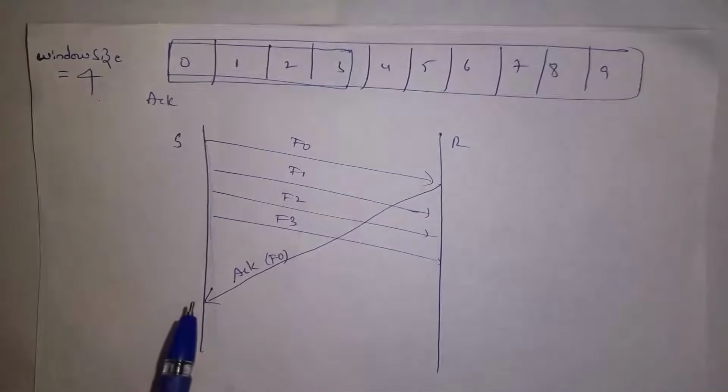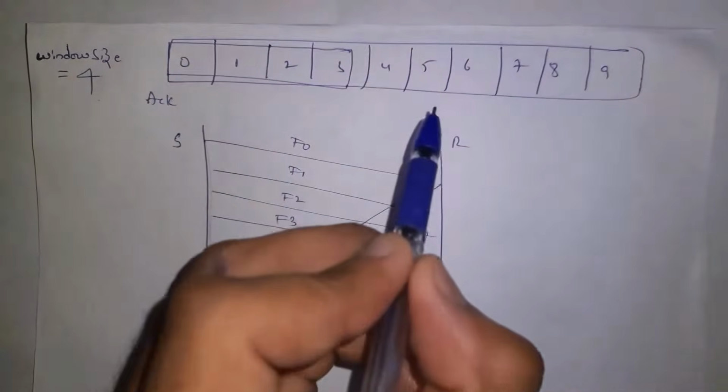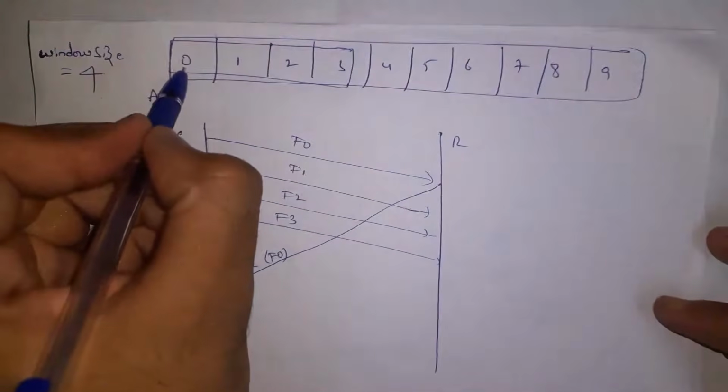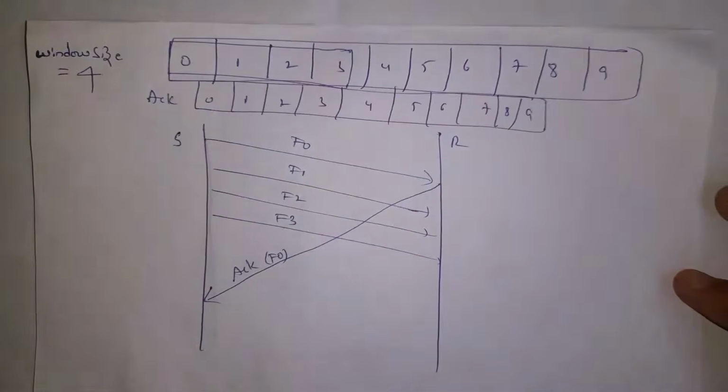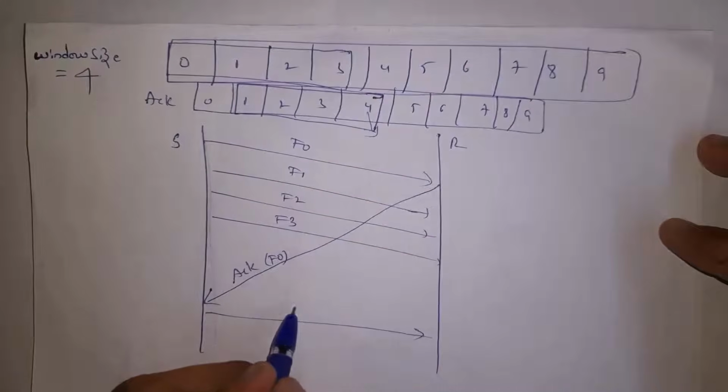As the sender got ACK for frame 0, now the sender will slide the window one step forward. That is, the sender will move the window one step forward in order to send the next frame. As frame 0 already got acknowledgement, now the window will slide one step forward in order to send the next frame. That is frame 4. Now the sender will send frame 4.